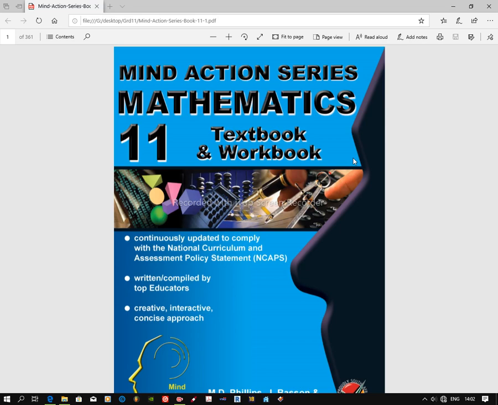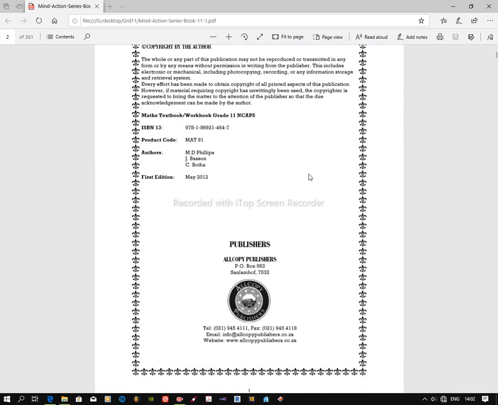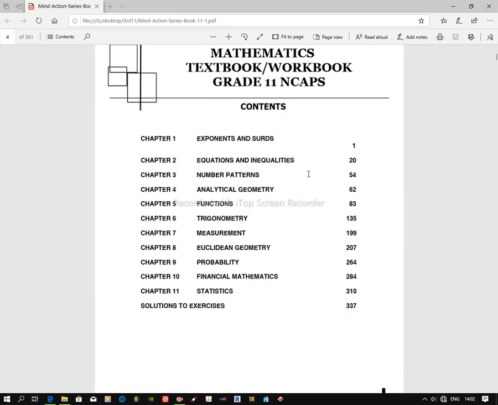I can say that they are as simple as the previous concepts that I presented for you guys, so there's nothing to worry about. I'm referring to the Mind Action Series Mathematics Grade 11 textbook and workbook, so you can practice using this book. It is prescribed for learners, actually, and it's the best textbook we have ever had. Financial mathematics, page 290, 295.